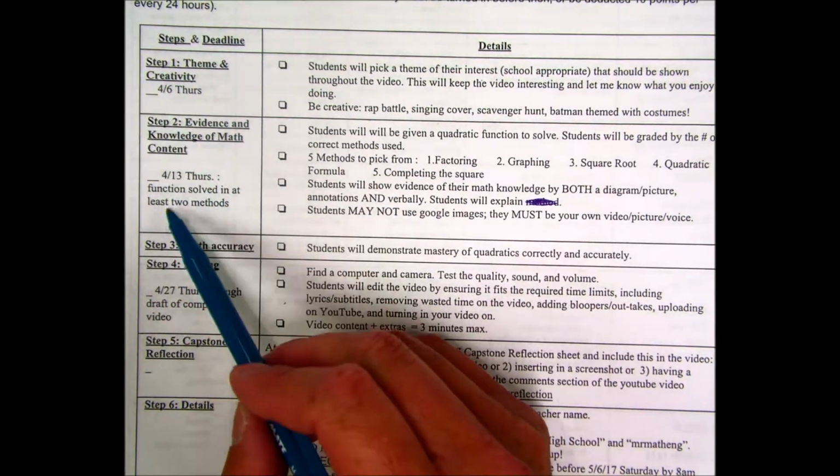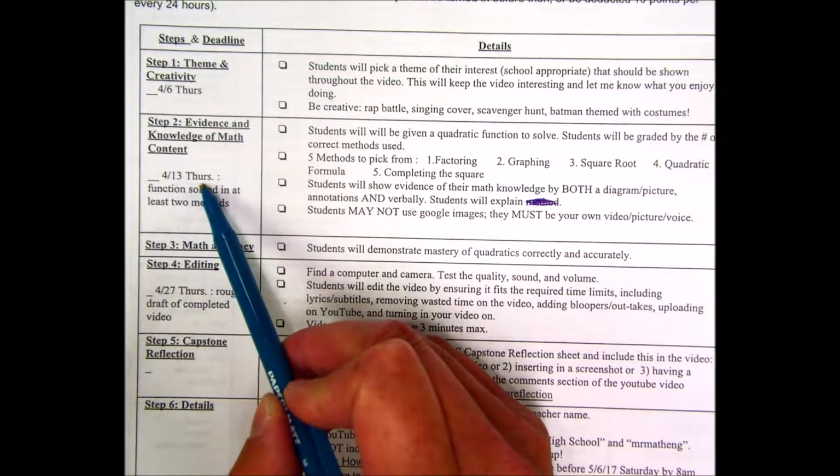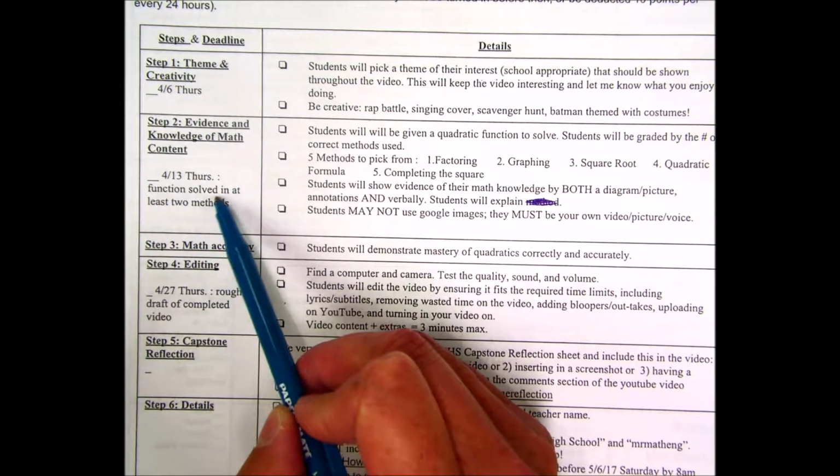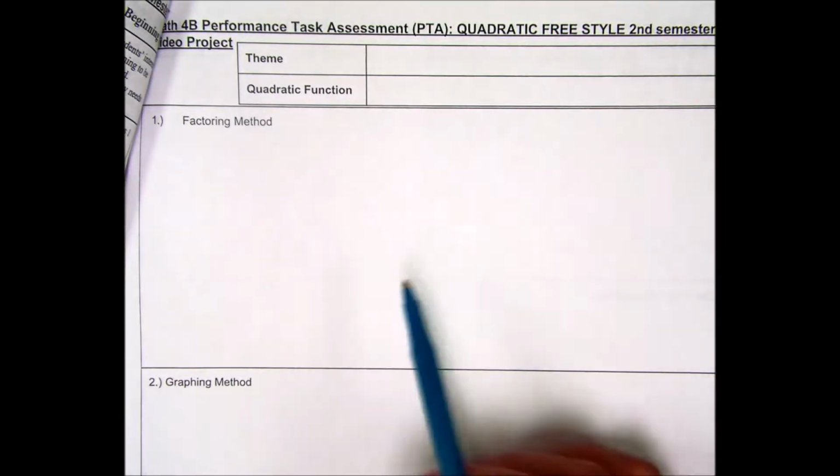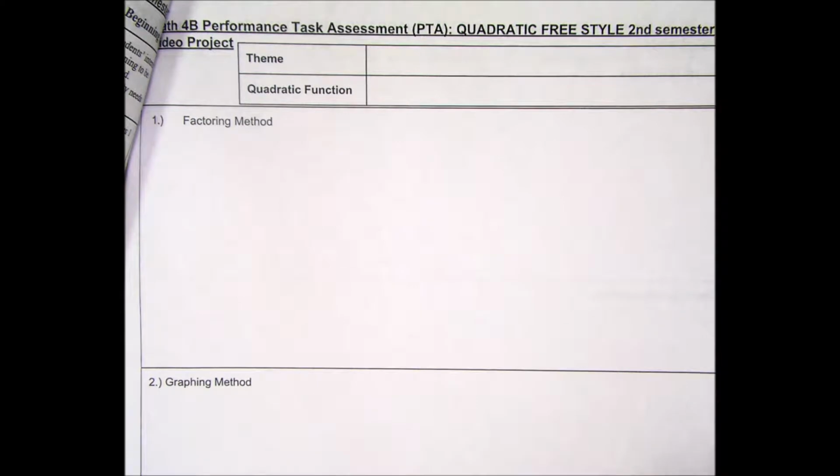So by April 13th, it's a Thursday, you're going to have your function solved in at least 2 methods. Okay? I'm going to be checking your worksheet. Basically, I'll show you this in a second, but you're going to have at least 2 of these done.